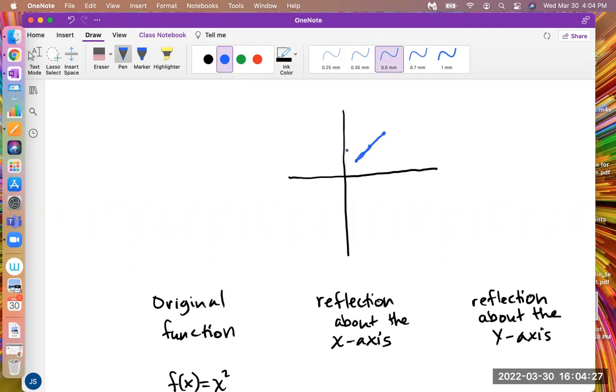And these are just the points (1, 1), (2, 2), and (3, 3). There's a little space around them, okay? And I wanted to reflect this about the x-axis. That's the horizontal axis. Sometimes they call this a reflection about the x-axis or a vertical flip.